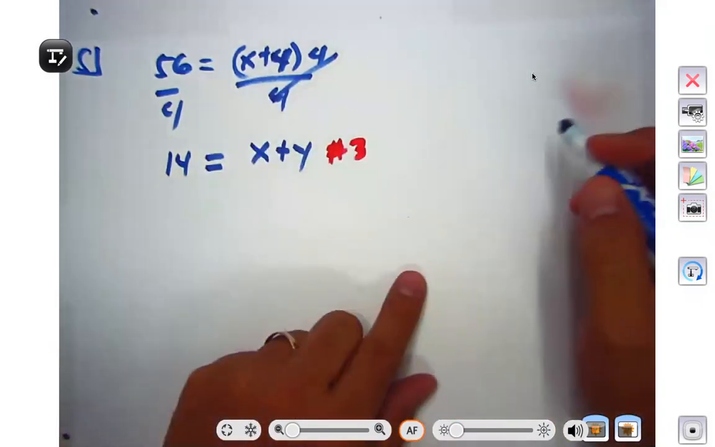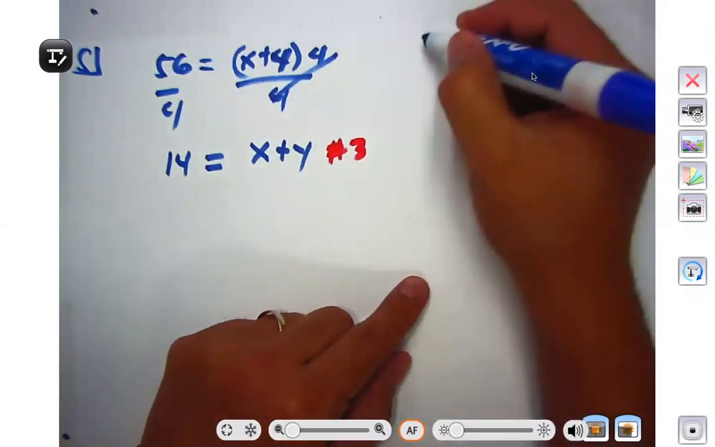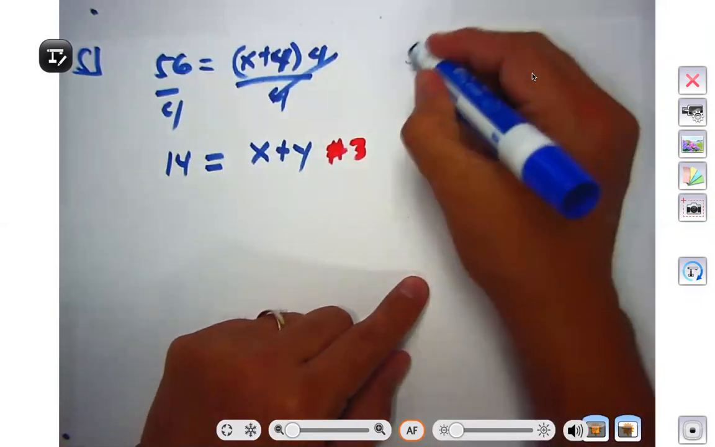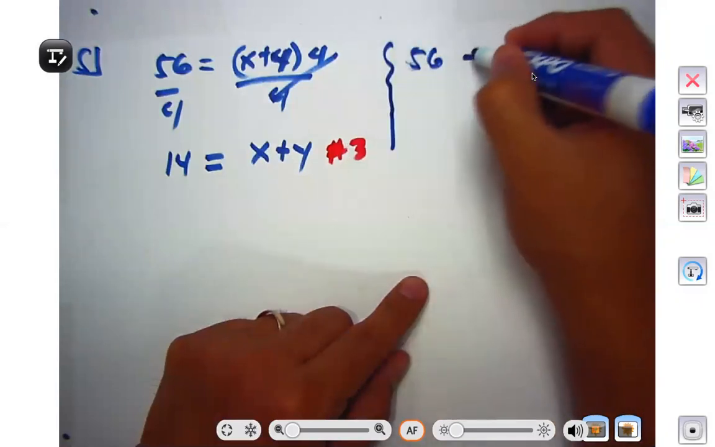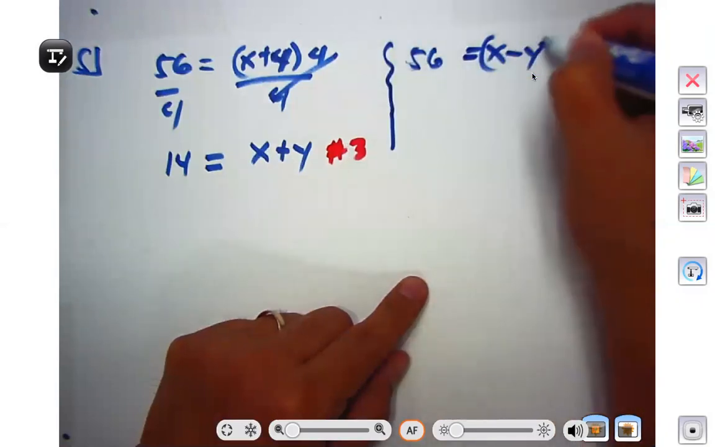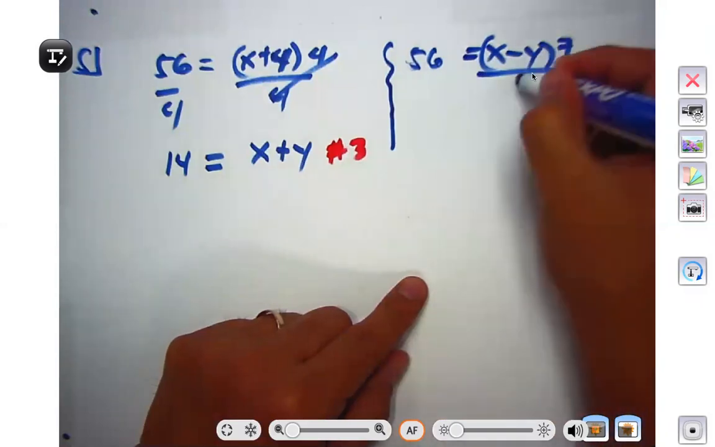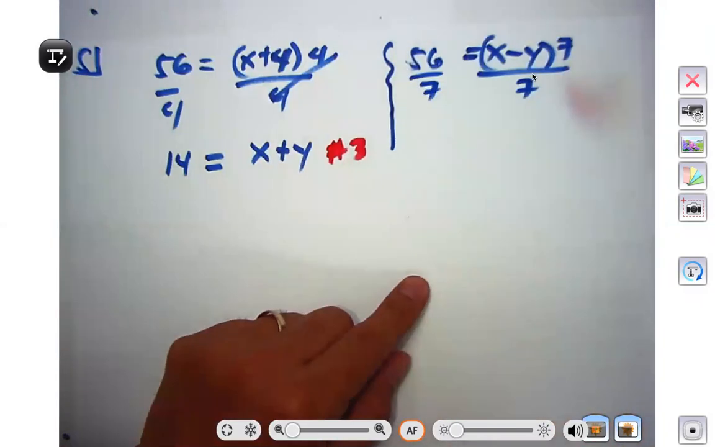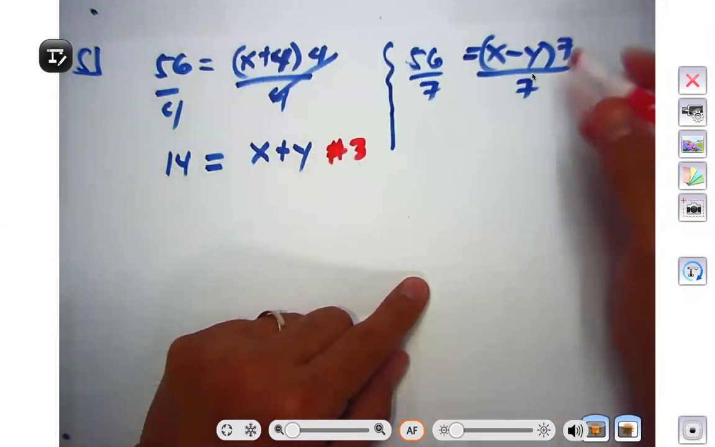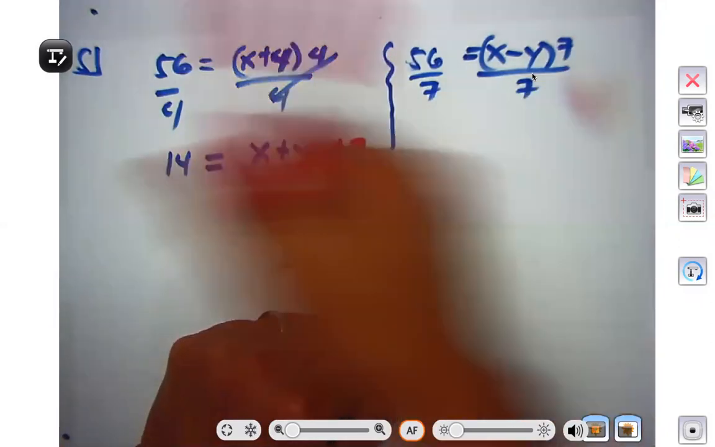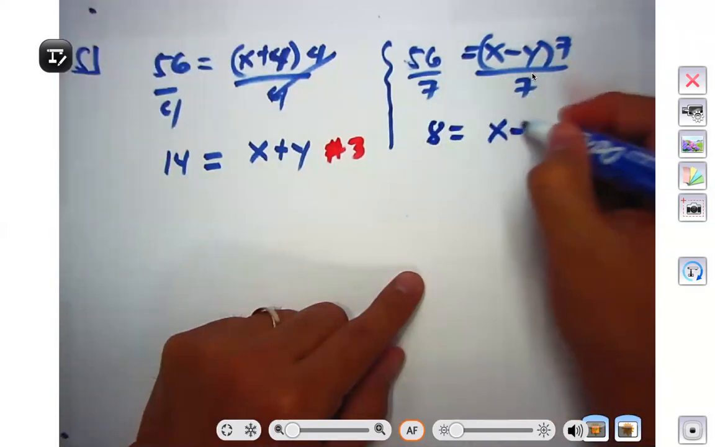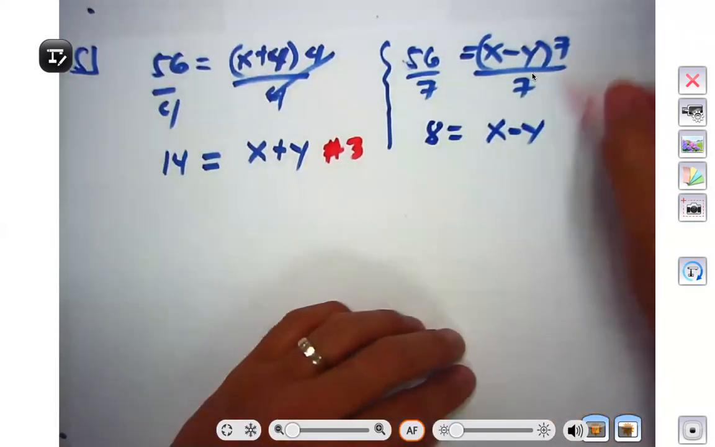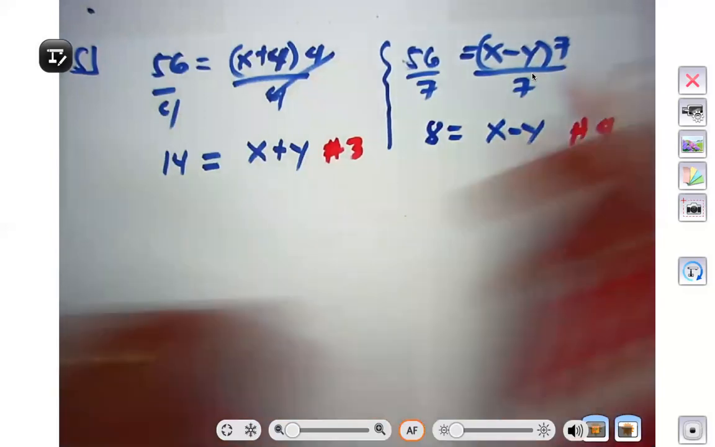Let us also simplify our equation number 2. Our equation 2 is 56 equals x minus y times 7. We can simplify this by dividing both sides by 7. And now we get our equation number 4. 56 divided by 7 is 8. And that's equal to x minus y. And this is now our equation number 4.